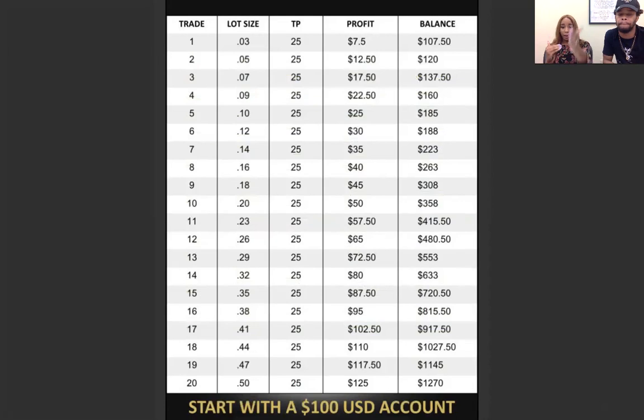And by day 20, if you stay disciplined, you can have $1,270 as opposed to winning a lot of money in one day and blowing it the same week. It doesn't make sense to over leverage on 5 trades and blow it all on 6 trades.